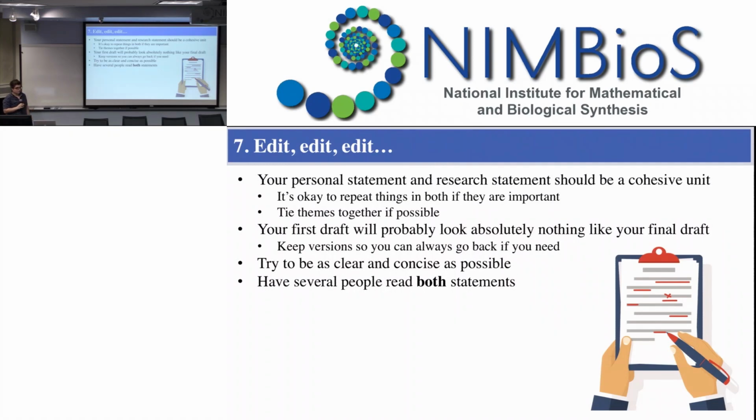And I recommend keeping versions. Maybe you wrote something that you liked a month ago that you want to merge back in now. Try to be as clear and concise as possible, and just go through it several times and try to clean it up. And one thing that I would recommend is pay close attention to the format guidelines.